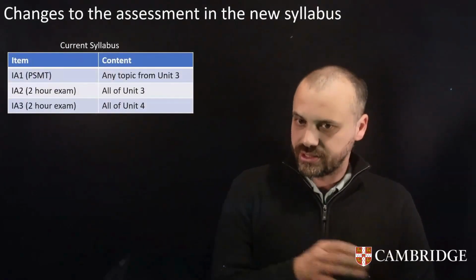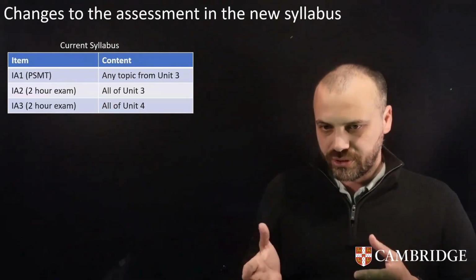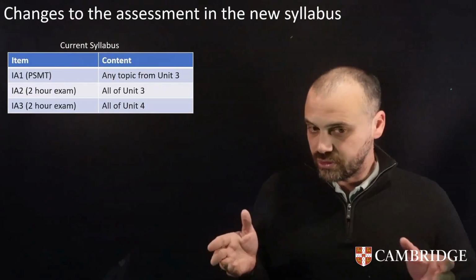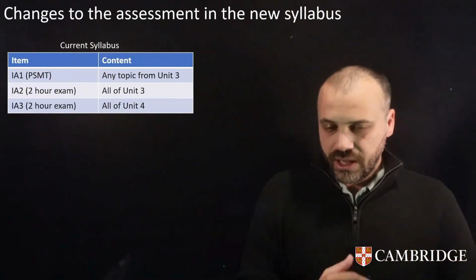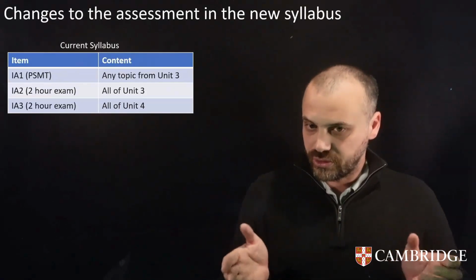In the current syllabus, we have an IA1, which is any topic from Unit 3, an IA2, which is a 2-hour exam, which has to cover all of Unit 3, or a representative sample, and an IA3, which again has to cover all of Unit 4.